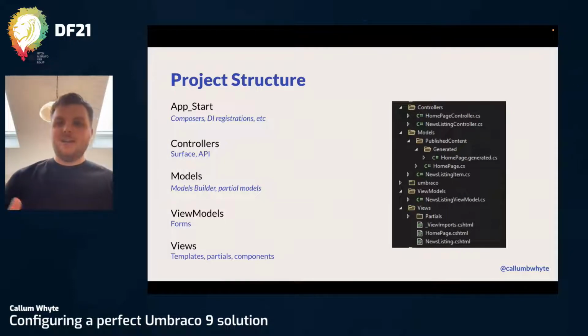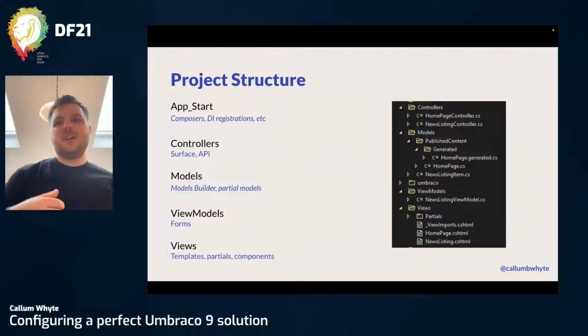And then you've got a really nice namespace for your published content models, so you can go project.models.publishedcontent.homepage, and you've got access to your homepage model there. The other thing that lives in this models folder is something I'm going to call a partial model.